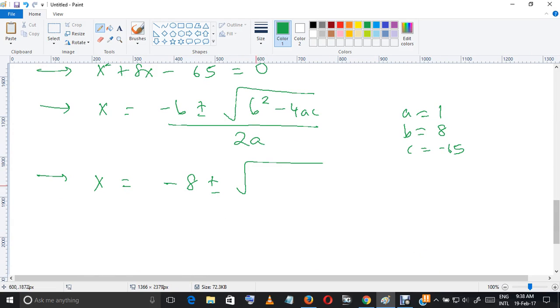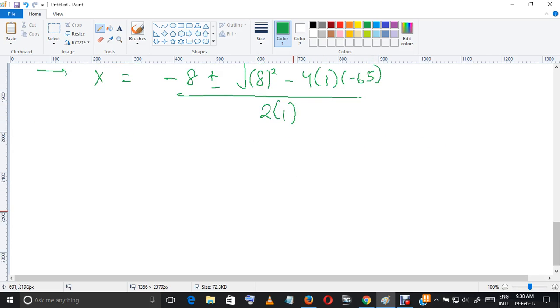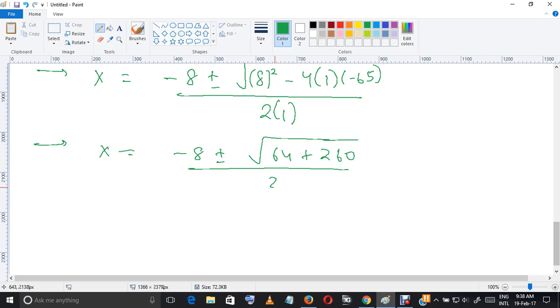Negative 8 plus or minus root of 8 squared minus 4 into 1 into negative 65 divided by 2 into 1. You will notice that b is 8, a is equal to 1, and c is negative 65. And with this, you get negative 8 plus or minus square root 64 plus 65 into 4 is 65 into 2 is 130, 260 by 2. X is equal to negative 8 plus or minus root of 324, which is 18 by 2.